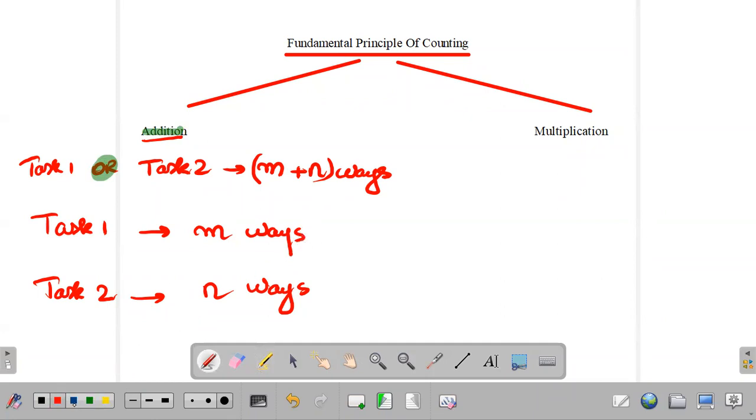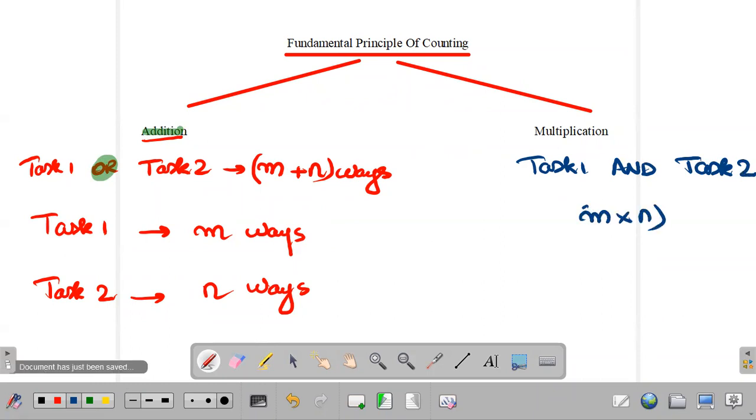In the same way, task 1 can be completed in m ways, task 2 in n ways. Task 1 and task 2 can be completed in m into n ways.